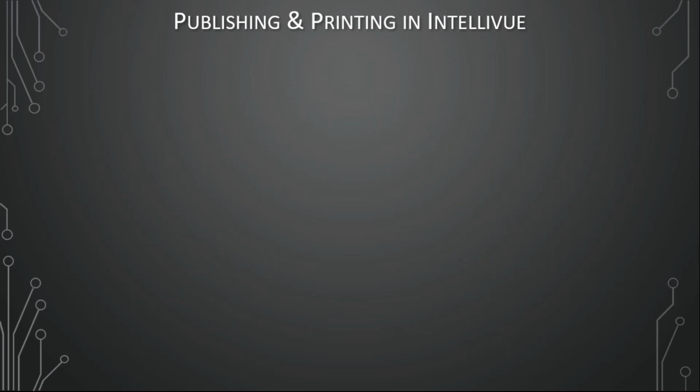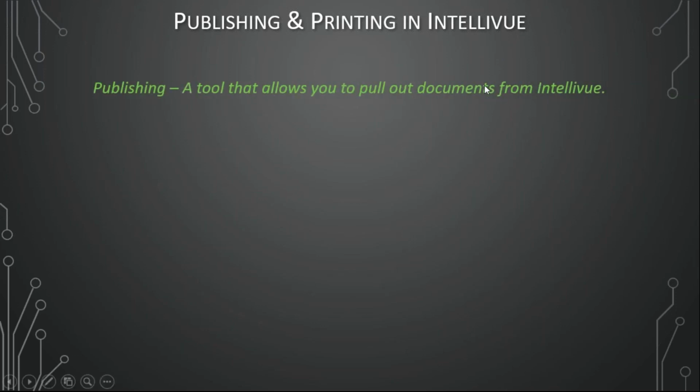But today on our publishing, we will be discussing what it means to publish and what that term means, and how to print out of Intellivue. Publishing is a tool that allows you to pull out documents from Intellivue. This can be a virtual file, which could be a Word document, Excel spreadsheet, anything that's electronic, or anything that has been scanned into Intellivue as an image.